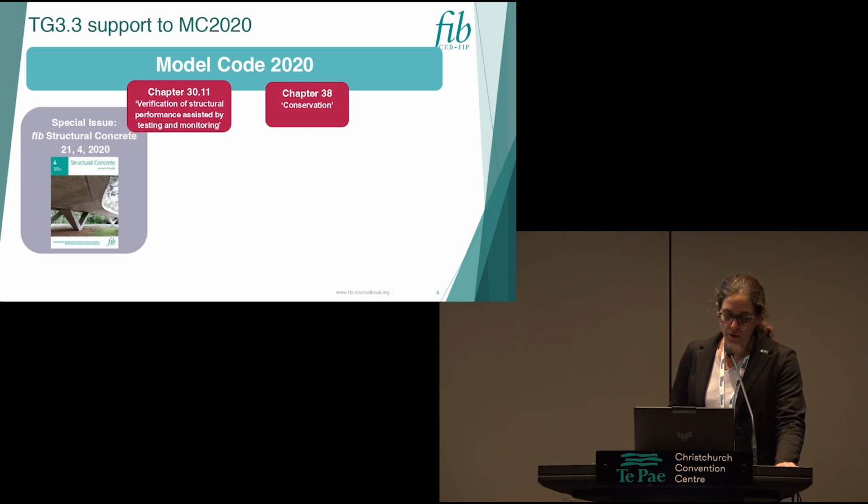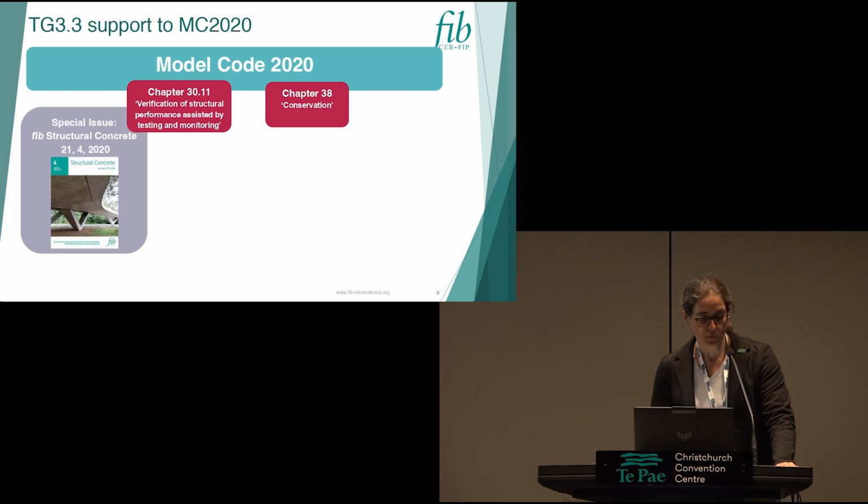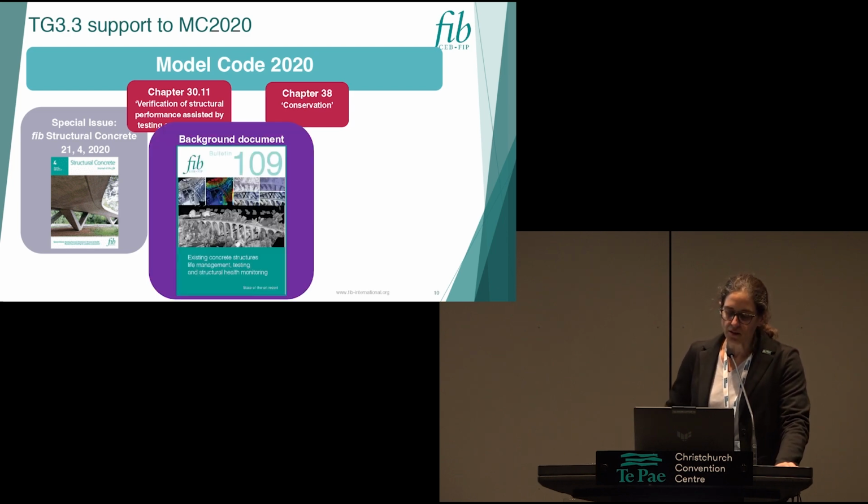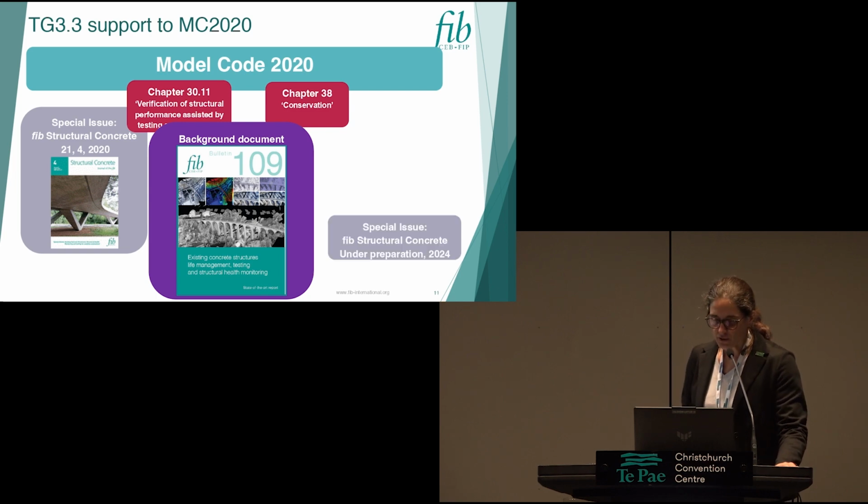In order to get started with our contributions to the Model Code, we prepared a special issue, which you can find in our fib journal, Structural Concrete. It was released in 2020. This was our starting point. And we were fast enough to already release our background document. So I invite you to have a look at Bulletin 109, and I will show you some of our results from it. It was on the fib booth, but it was sold out, so please have a look online. And currently we are also preparing a next special issue in Structural Concrete, hopefully to be released at the end of this year or the beginning of next year.